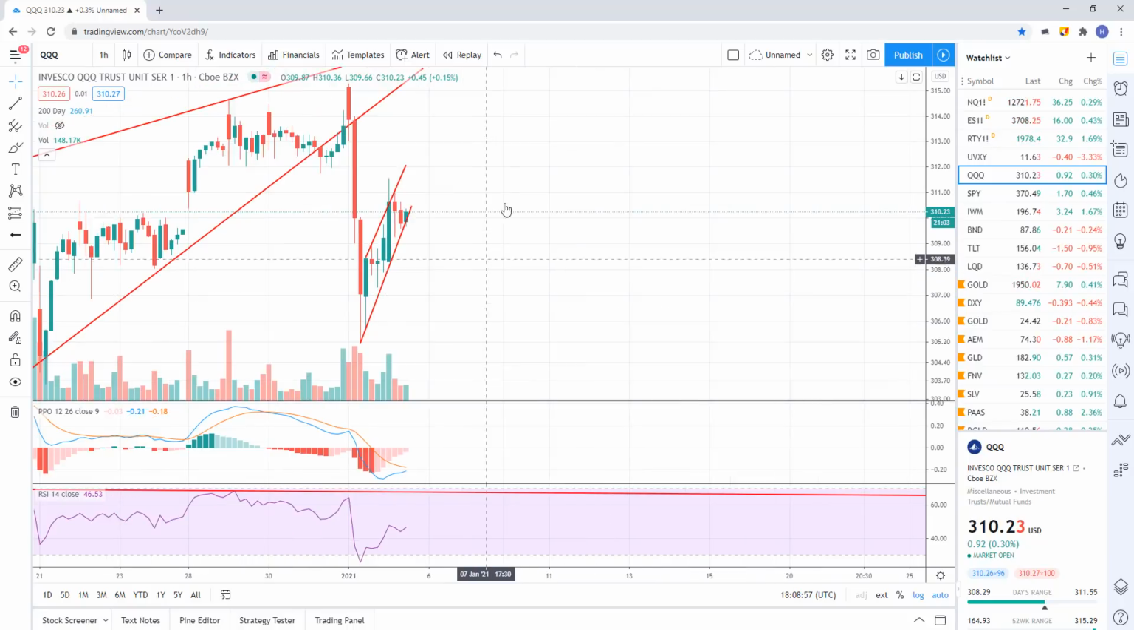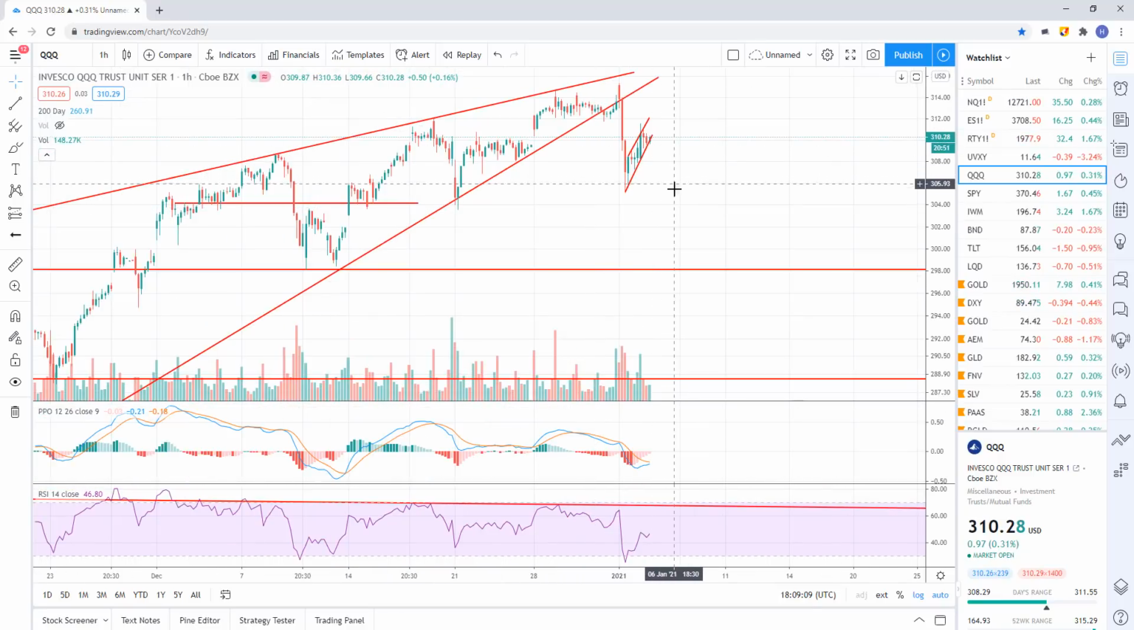So what I'm looking for is a break of this lower trend line right here, some sort of a breakdown, an impulsive hourly close below that. You get that hourly close below that flag, and then you're likely to continue to the downside, continue the flag down.